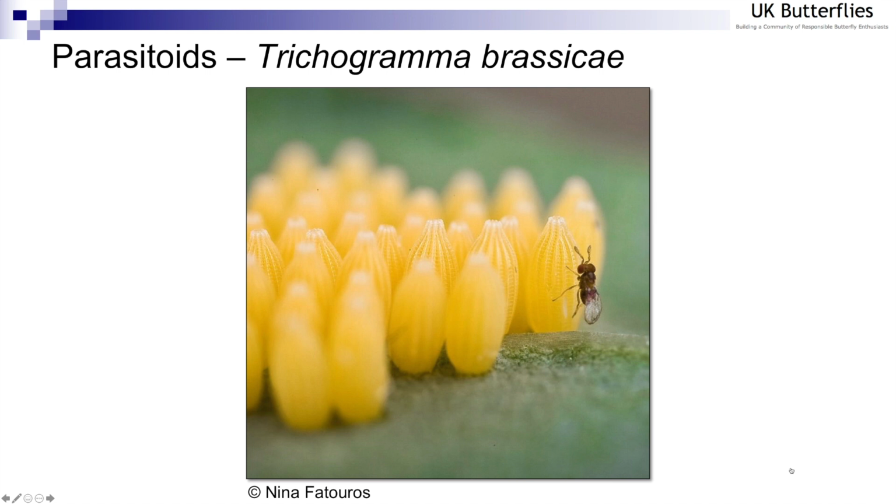This particular parasitoid is also used as a control in some countries. So if you were to Google its name, then you would see that you can actually buy this parasitoid in order to protect things like cabbage crops from the large white butterfly, which is considered a pest in this case.